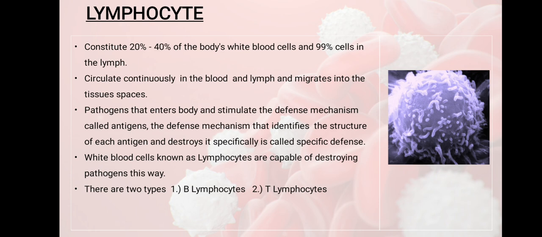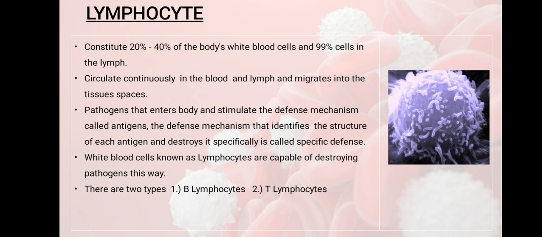Lymphocytes constitute 20 to 40% of the WBCs and 99% of the cells in the lymph. They circulate continuously in the blood and lymph and migrate to the tissue spaces. Pathogens that enter the body and stimulate the defense mechanisms are called antigens. The defense mechanism that identifies the structure of each antigen and destroys it specifically is called specific defense. White blood cells called lymphocytes are capable of destroying pathogens this way.